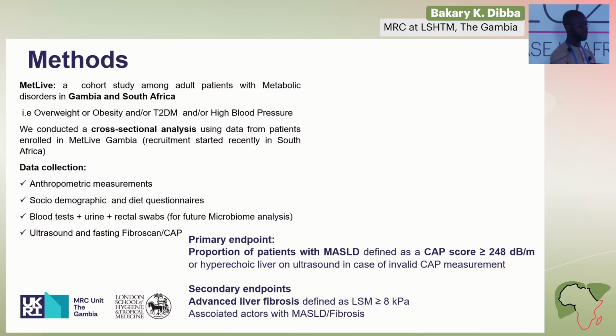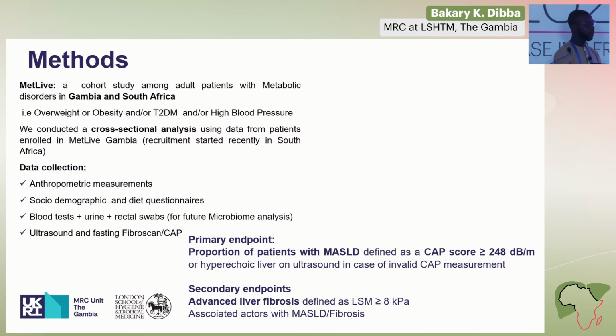We collect some data like anthropometric measurements, sociodemographic data, as well as their dietary profile. We also collect blood samples, urine, and rectal swabs. This is to look at the microbiome, but this analysis will be done in the future because we are not currently analyzing it. The samples will be sent later to Imperial to do this analysis.